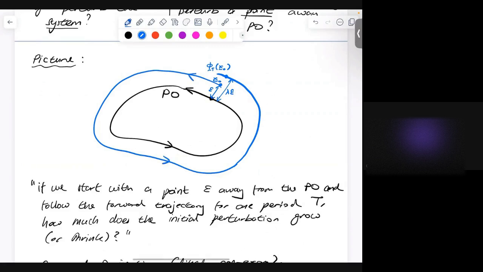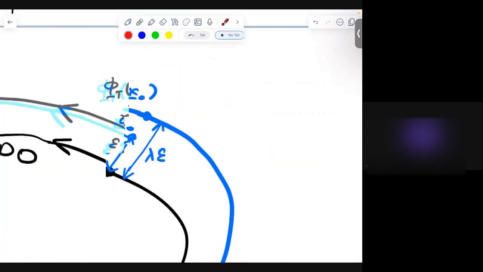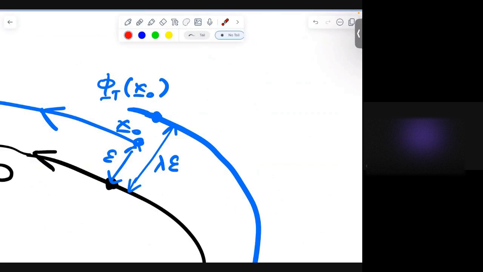How much does the initial perturbation grow or shrink? That's why I've drawn epsilon and lambda epsilon, because lambda would just be the growth factor, or the shrink factor, of the initial perturbation. Clearly, if lambda is greater than 1 here, then the perturbation grows, and if lambda is less than 1, then the perturbation shrinks. And this might start to make you think of eigenvalues, which is indeed how we're going to approach this topic.